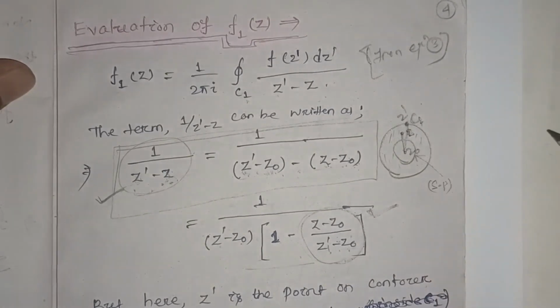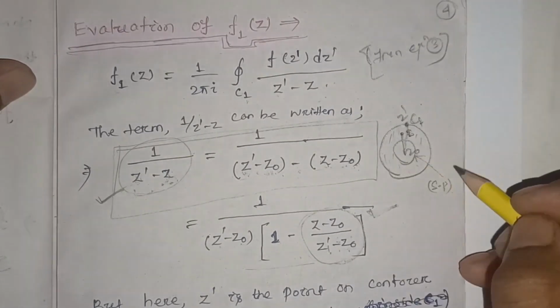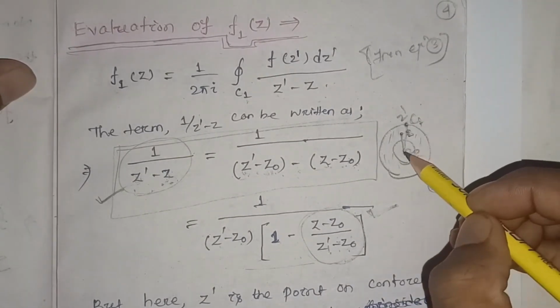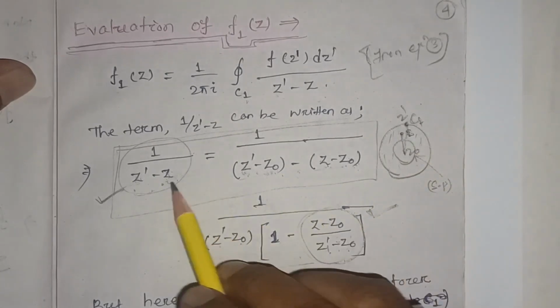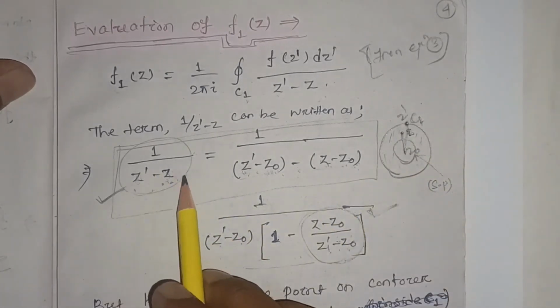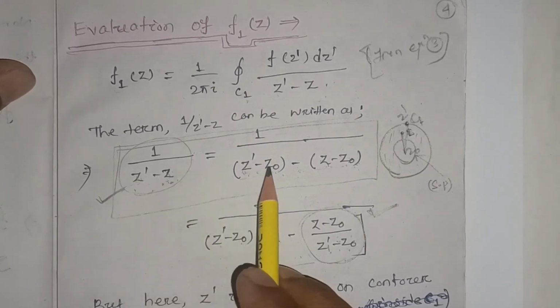About which we are trying to find out the Laurent series. So z0 is your singular point, z' minus z0 minus z minus z0. So this denominator z' minus z is transformed to this format.